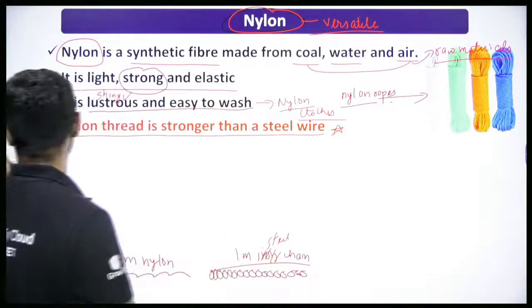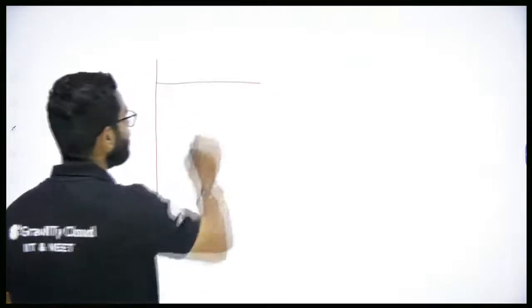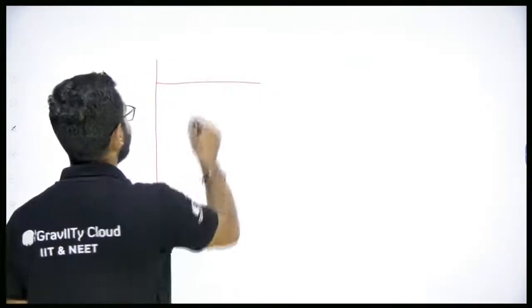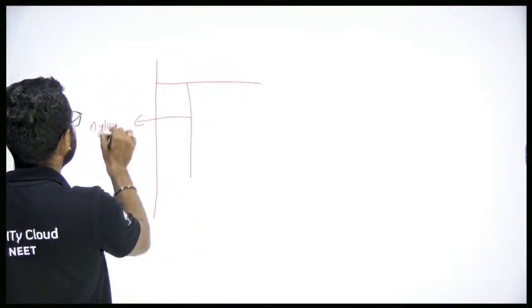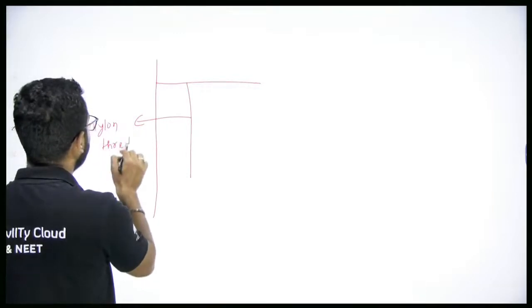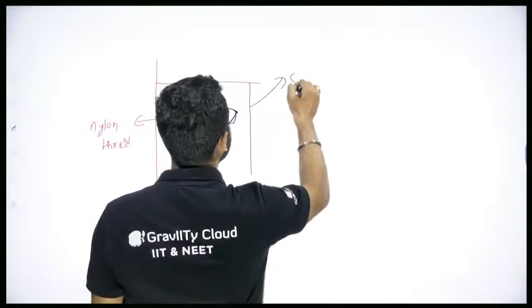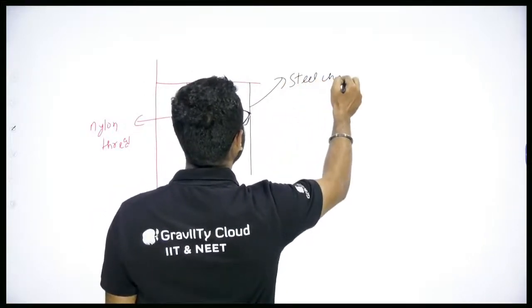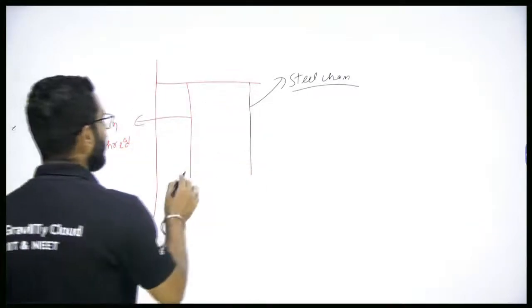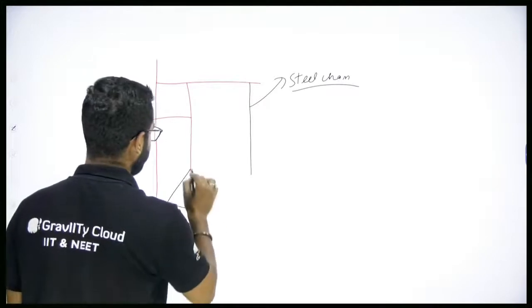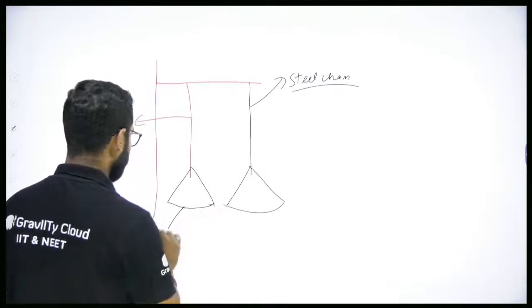Why? Let's do one activity. Suppose this is my pan. Now let's say I have a thread. This is the nylon thread, and similarly, let's say this is my steel chain. I am hanging two things, the nylon thread and the steel chain. I will add a pan here, right? This is my pan.